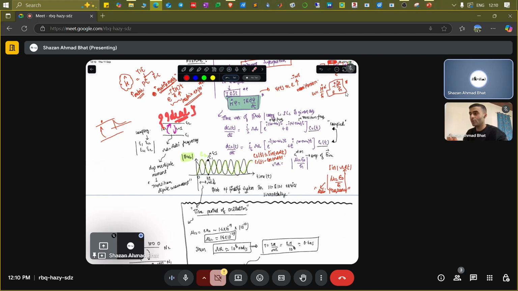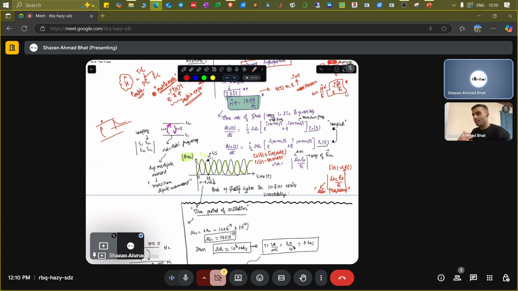There are no dissipation forces. There are no dissipation mechanisms present in the system. It's almost like an isolated system, almost like a closed system, wherein there is no impact of the environment on this particular system. Only then you can observe these oscillations.